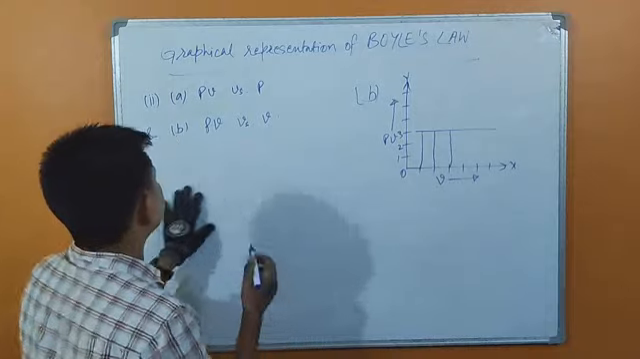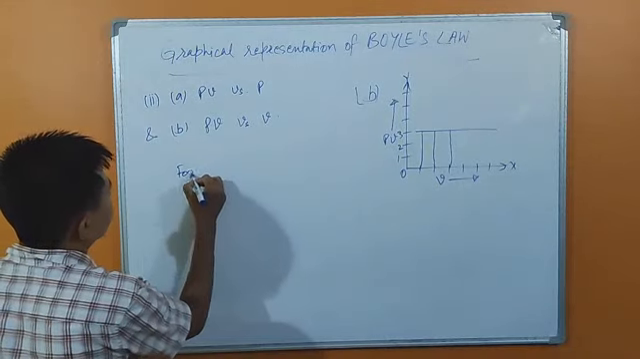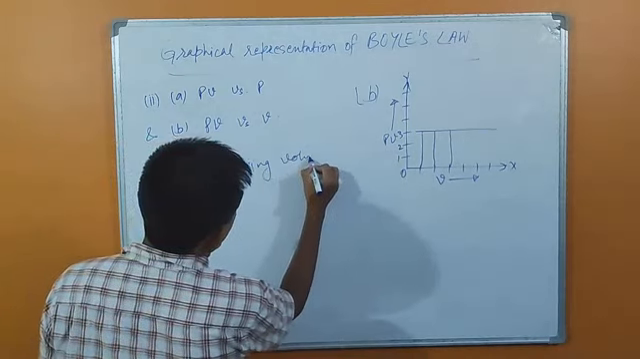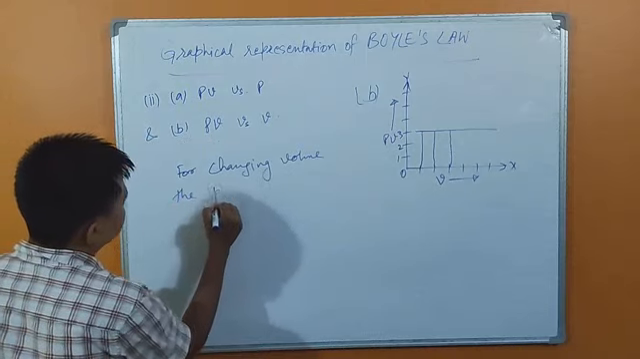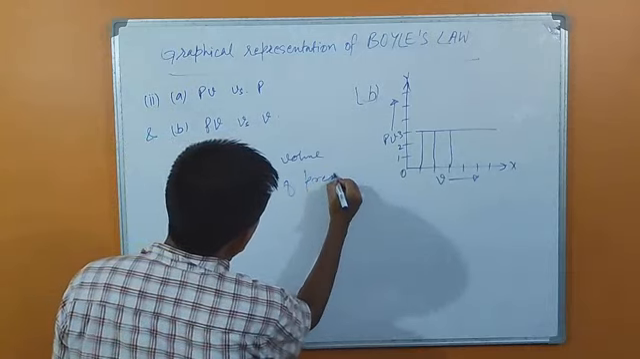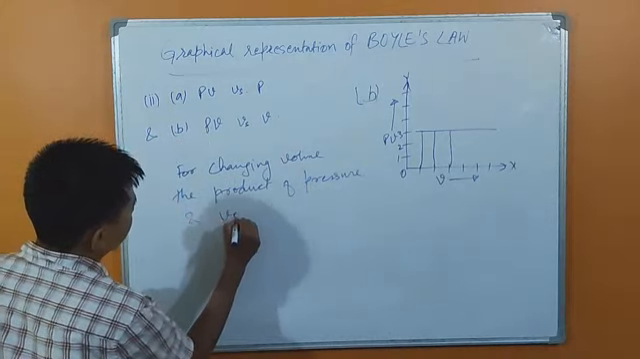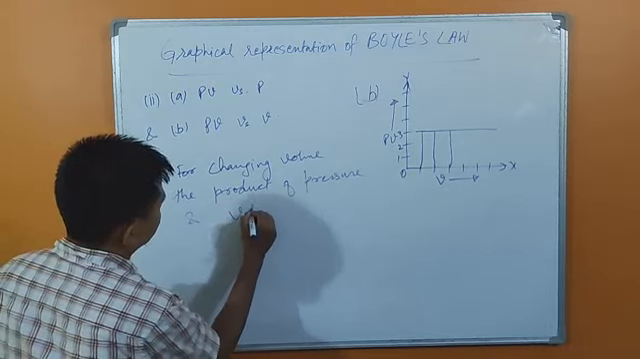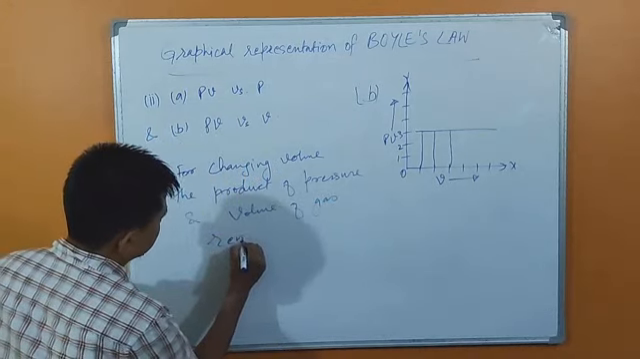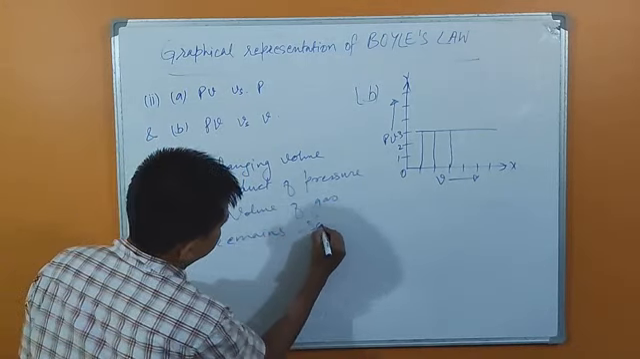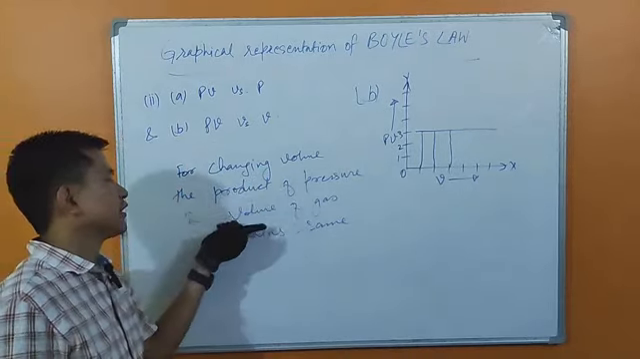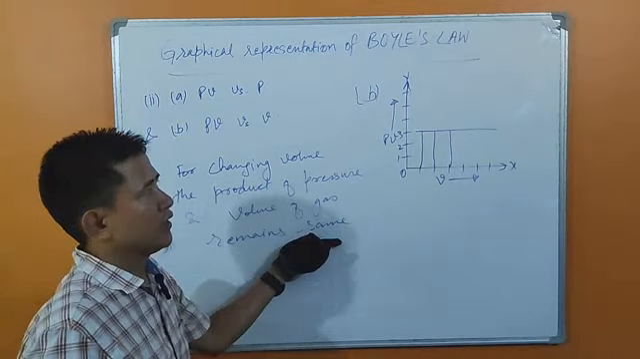Okay, this graph proves that for changing volume, the product of pressure and volume of gas remains constant. Okay, with changing volume, the product of pressure and volume of gas remains constant.